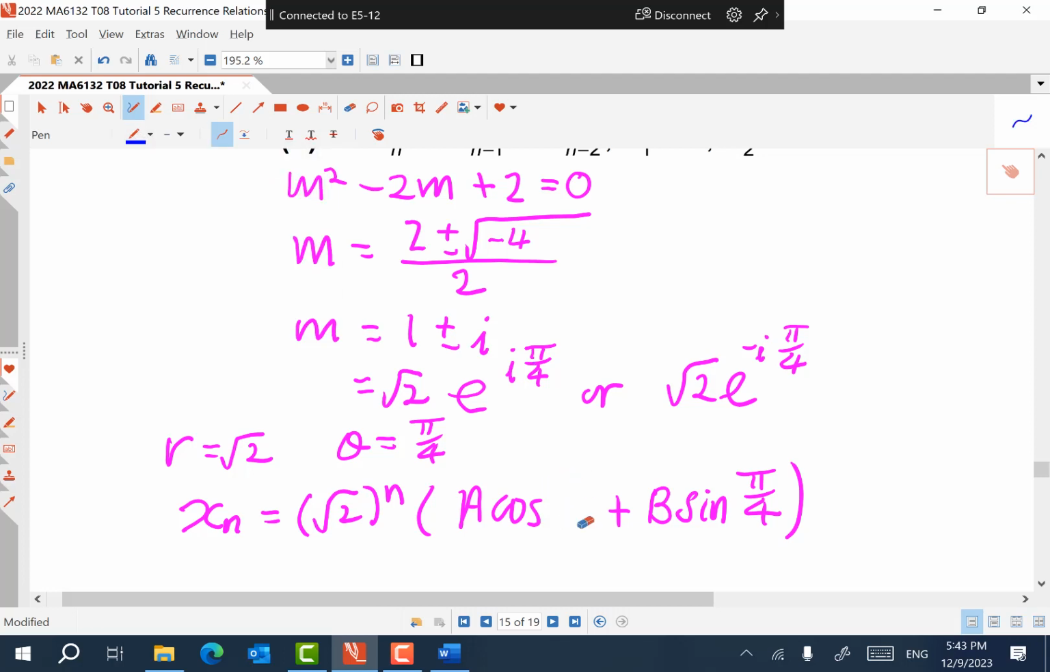Okay, let me write it now. And then the same thing goes. Just form simultaneous equations and you're done.